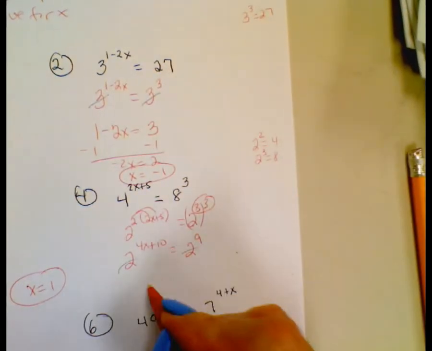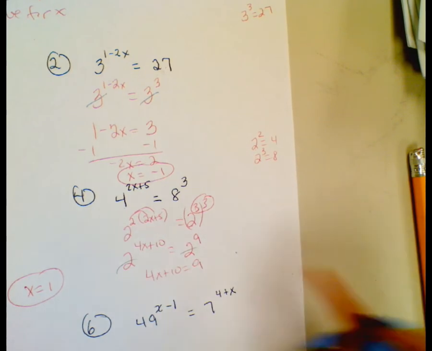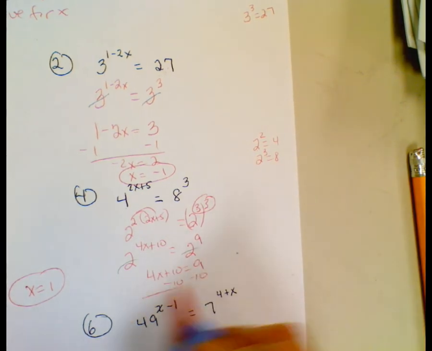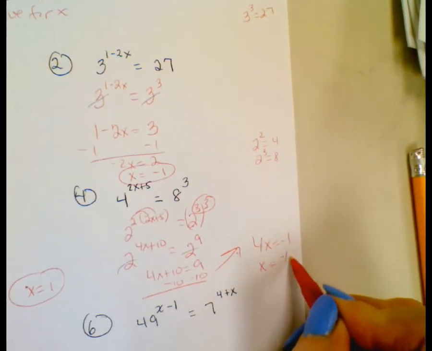Ignore your bases. 4x plus 10 equals 9. Set your exponents equal. Subtract 10. 4x is negative 1, and x is negative 1/4.